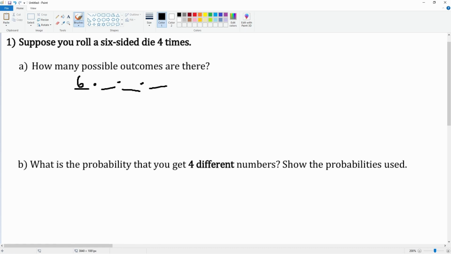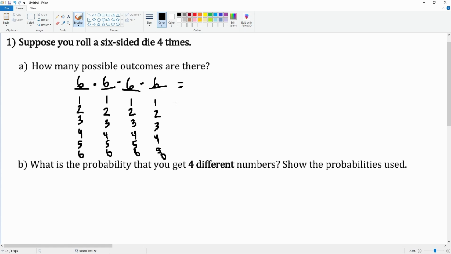For the first one, we have 6 options. They are 1, 2, 3, 4, 5, 6. Those options repeat again for our second row. Those 6 options again repeat for the third row, and they again repeat the same amount for the fourth row. So now we just use the basic counting principle where we multiply 6 four times. 6 times 6 times 6 times 6.